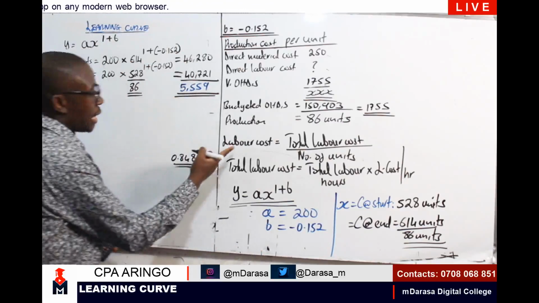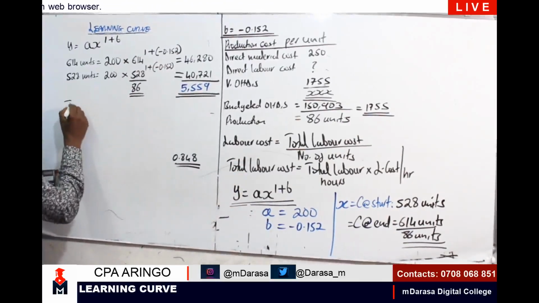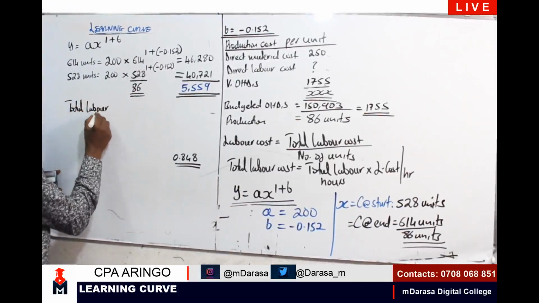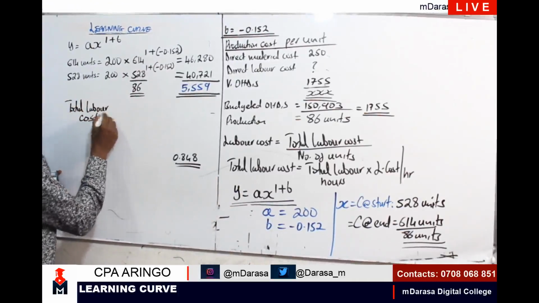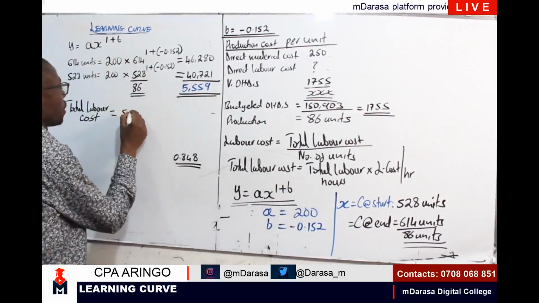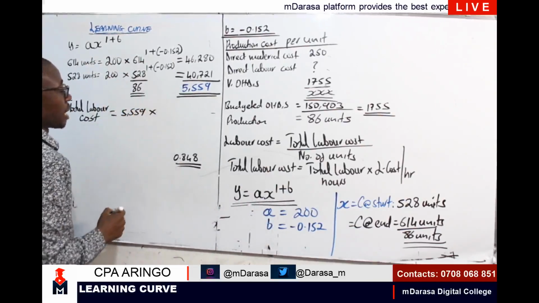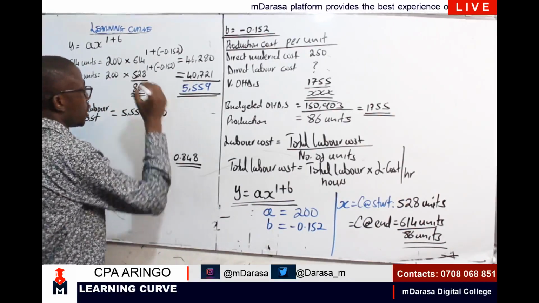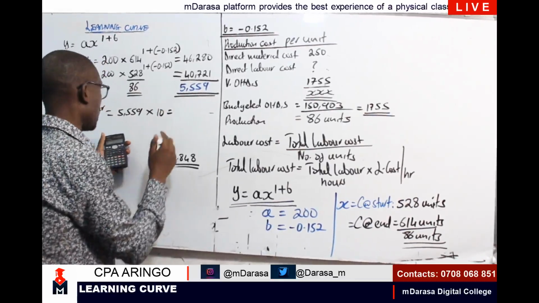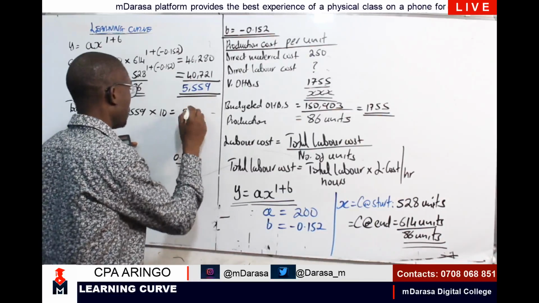Now, I'll have to determine our total labor cost. How will you determine our total labor cost? This will be easy because I'm having the total labor hours, 5,559. We multiply by the labor cost per hour. You're given how much? 10 shillings, if you can recall, right? So by 10, that should give us 55,590.